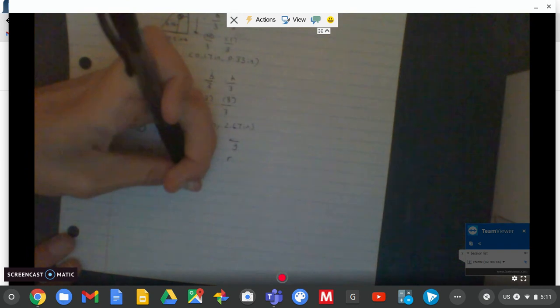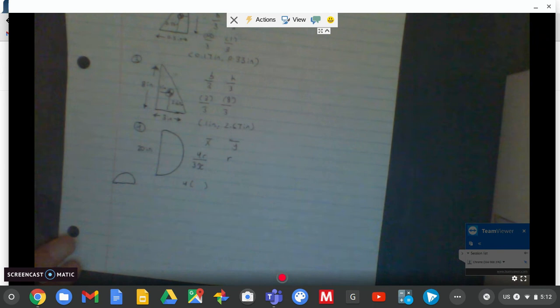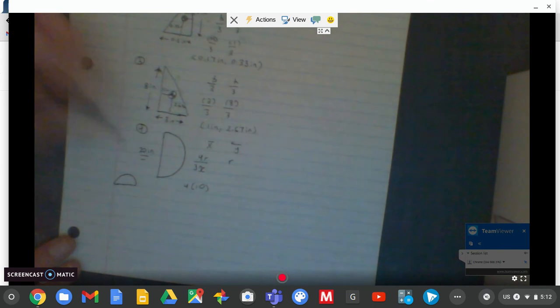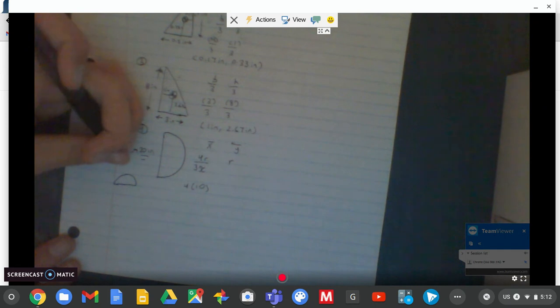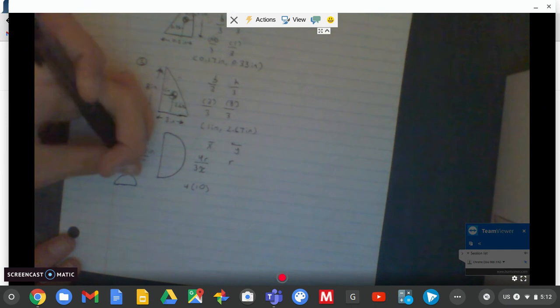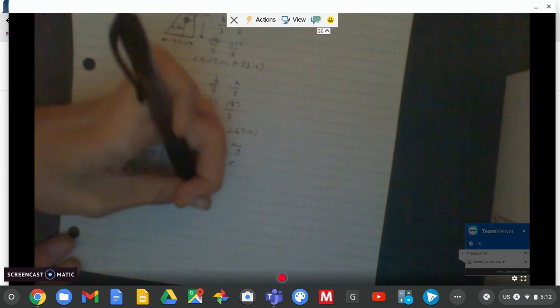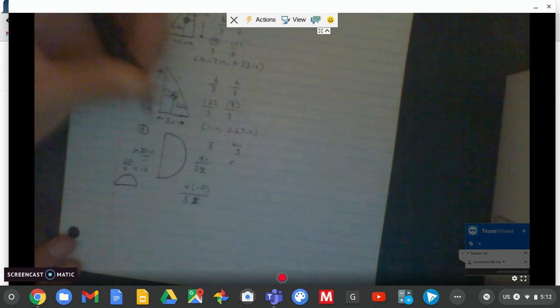4 times, you gotta be careful, 10. Why? Because that's the diameter. And to find the radius, you divide the diameter by 2, and you get 10. Then you do 3 pi. Now, when you're typing this in a calculator, you might get a wrong answer, but you need to type it in like this. 4 times 10, you probably know that's 40. Then you hit the divided by sign.